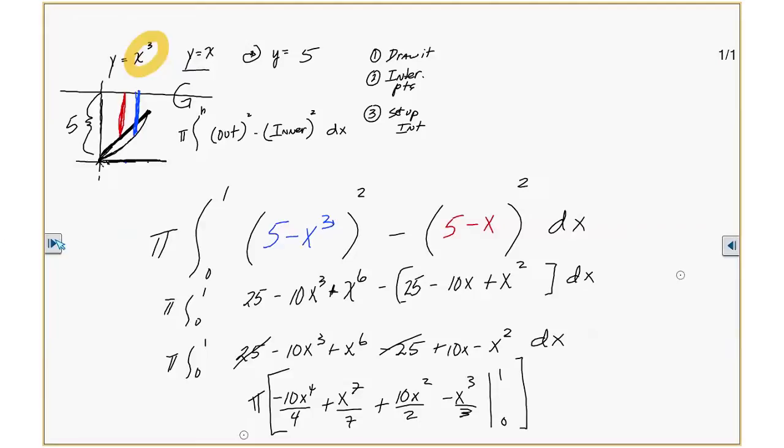So that's going to be pi times negative 1/4 plus negative 10/4 plus 1/7 plus 10/4, 10 halves minus 1/3, and then you get whatever you get there. Most of the time, I'm just going to ask you to set it up, but every once in a while, I'll get you to do the math just so you don't forget how to do tedious math. Okay? And that is pretty much the first section on disc and washers.